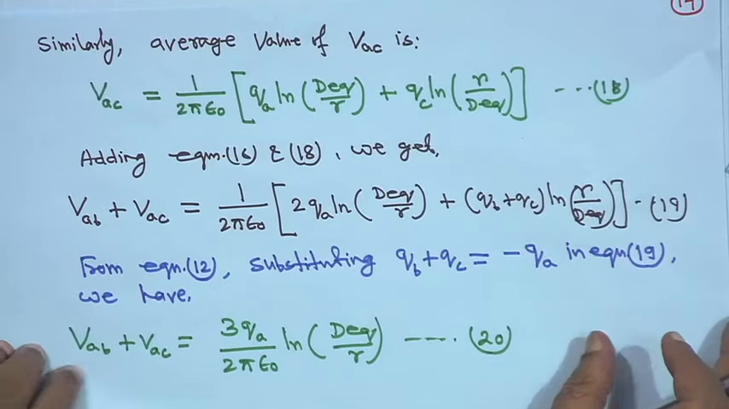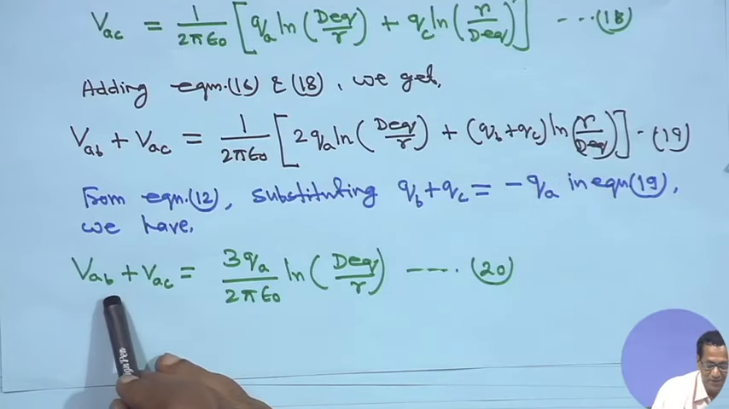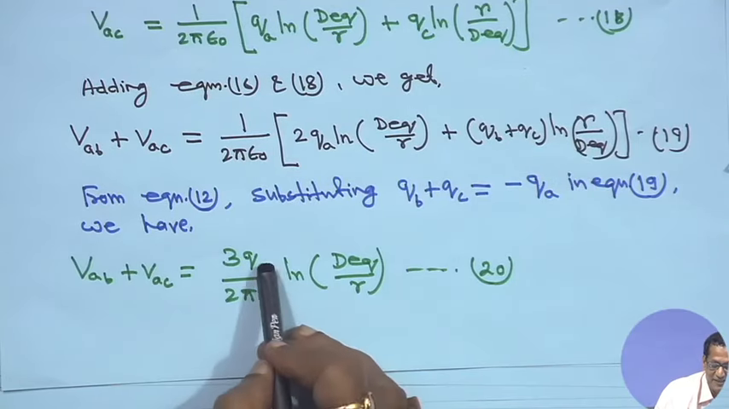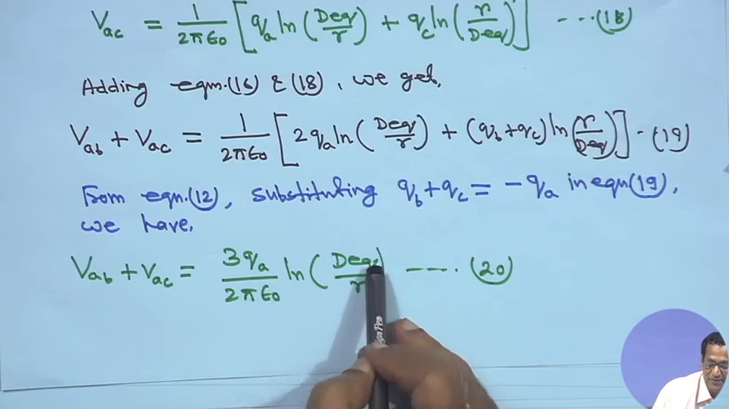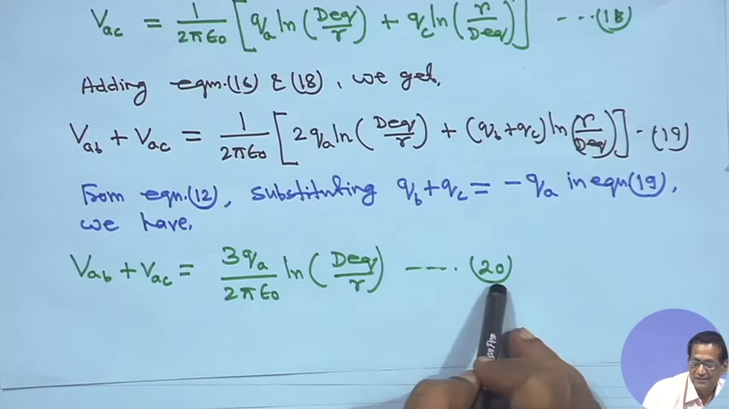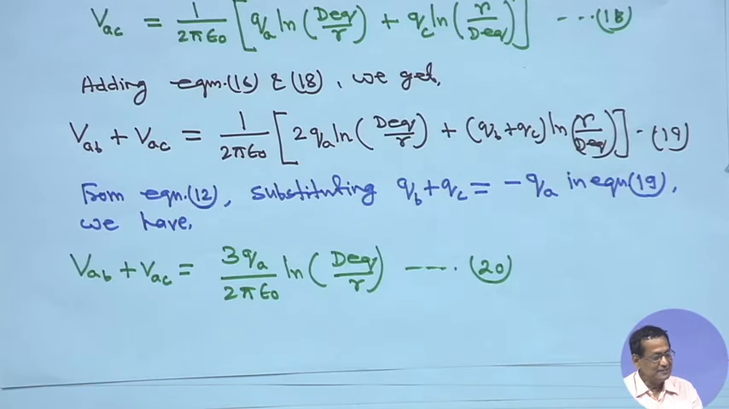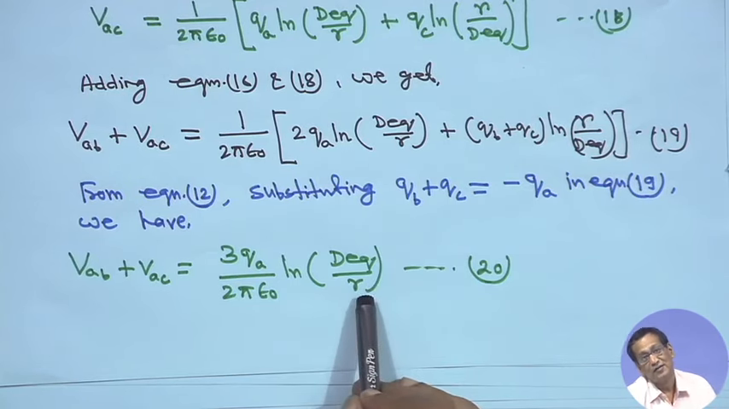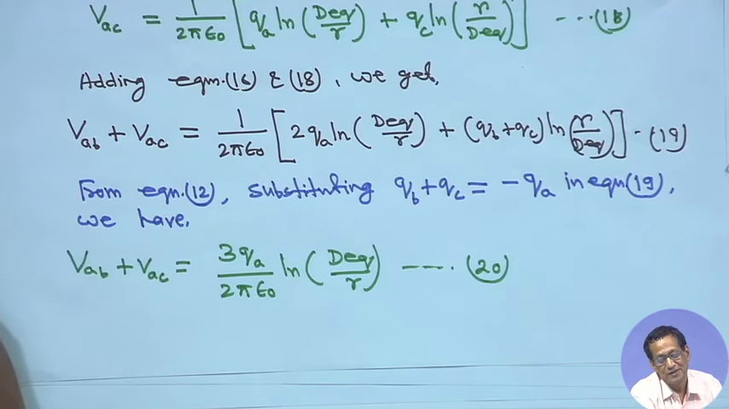If you do and simplify, you can write V ab plus V ac is equal to 3 q a upon 2 pi epsilon 0 ln in bracket d eq upon r. This is equation 20, that means V ab plus V ac is equal to 3 q a upon 2 pi epsilon 0 ln d eq upon r. This is equation 20. I hope you have understood. No, things are simple, right.